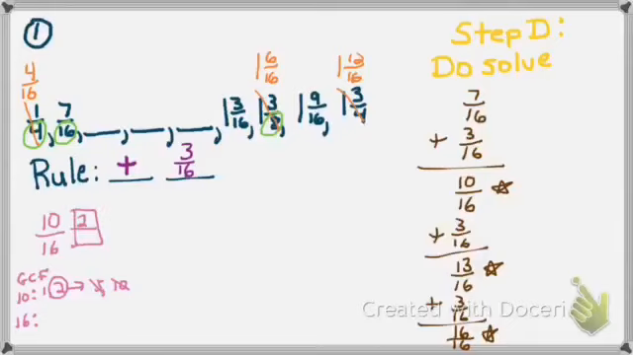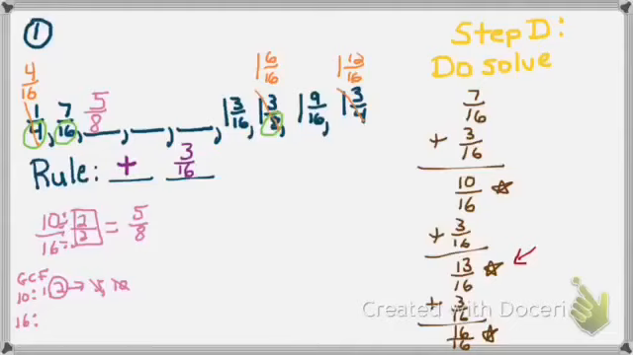I will put that into the window box and divide to simplify. 10 divided by 2 equals 5. 16 divided by 2 equals 8. So 10/16 simplifies to 5/8, and I will put that on my first line.